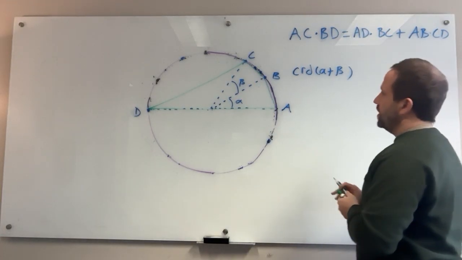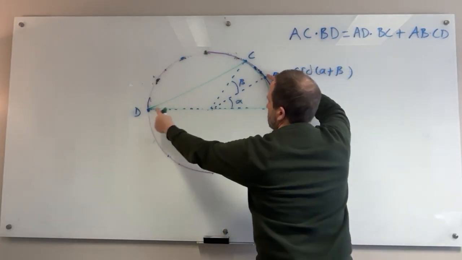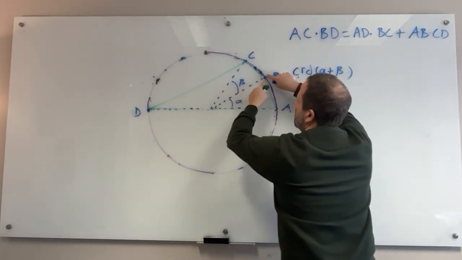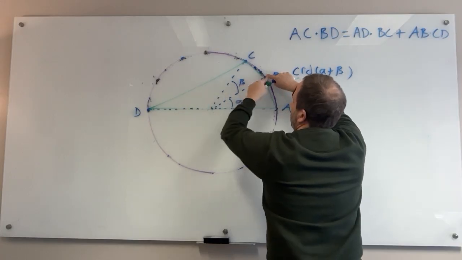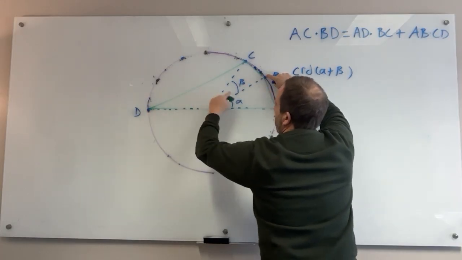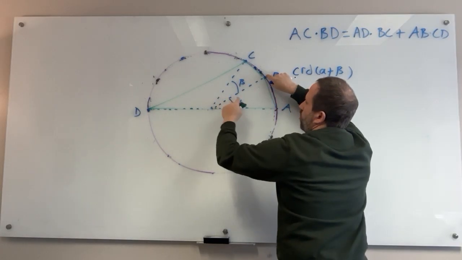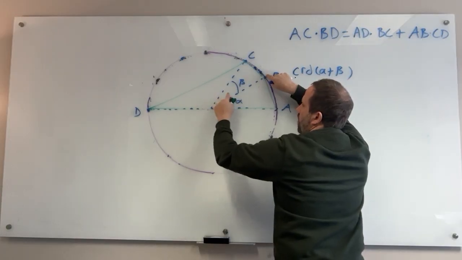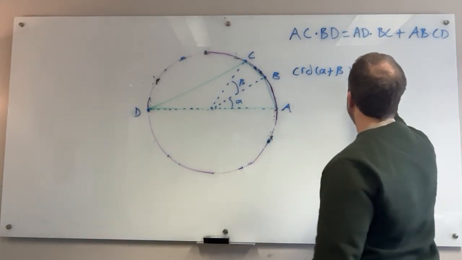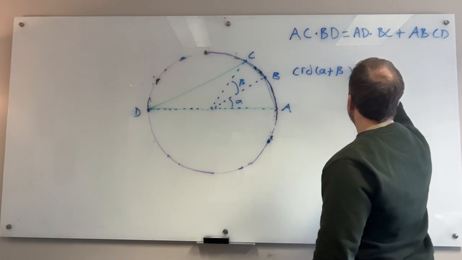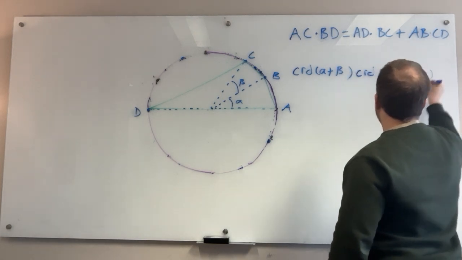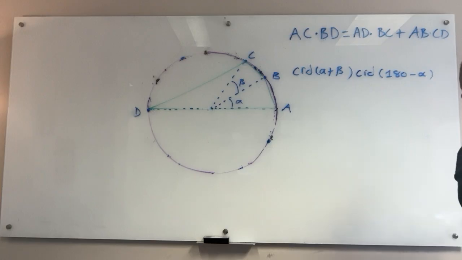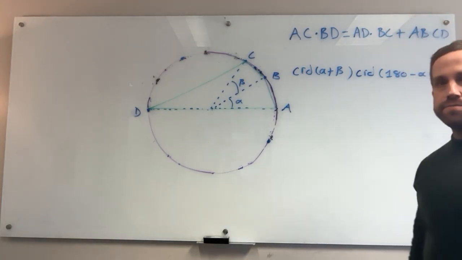Okay, now what about BD? Well, BD is this distance here, and it is the chord of this angle. Well, the angle from there to there is just 180 minus alpha. So BD is chord 180 minus alpha. Okay, so that's the left-hand side of the equation in Ptolemy's theorem.